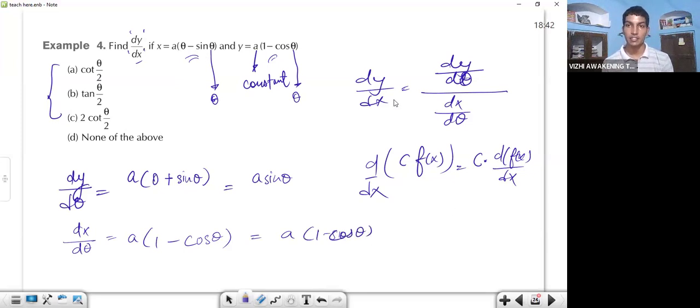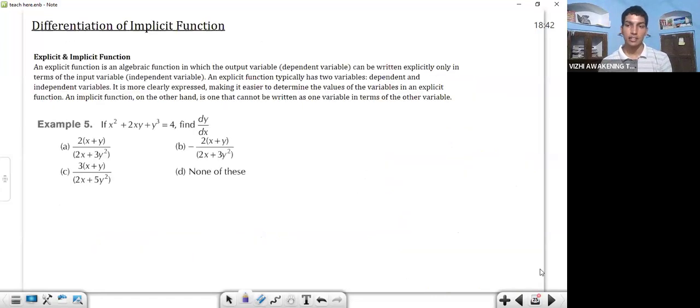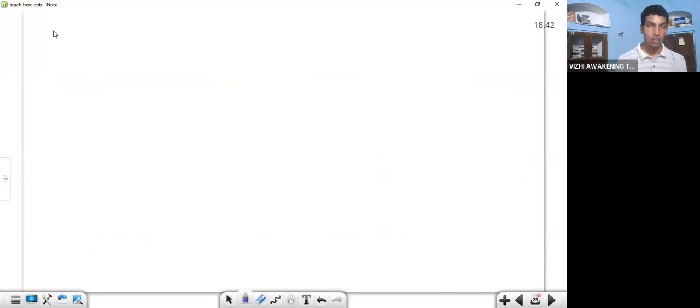So to find dy by dx, we'll just put the values: a sine theta upon a upon 1 minus cos theta. So a cuts a, dy by dx is going to equal sine theta upon 1 minus cos theta. When we will discuss trigonometry later, then we'll come to know about certain formulas more.